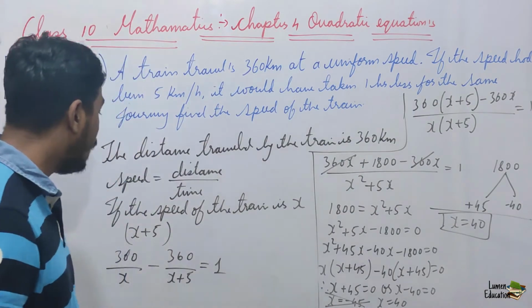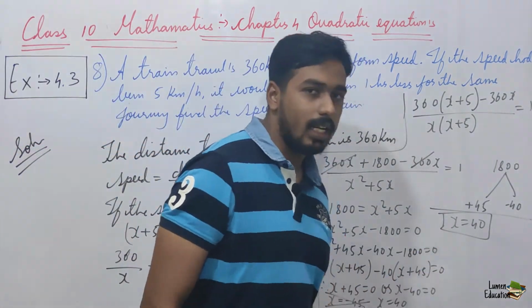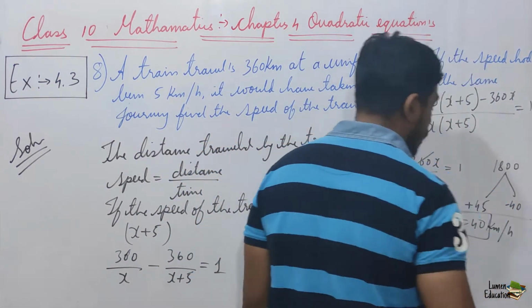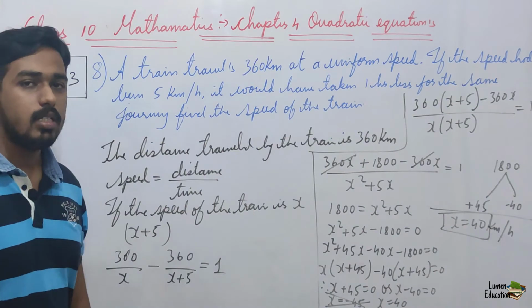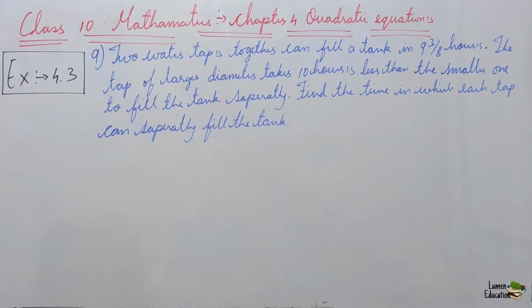What is this x? We have taken the speed of the train as x, therefore that speed of the train is 40 km per hour. This is the actual speed of the train. Ready? Okay, moving to the next question.